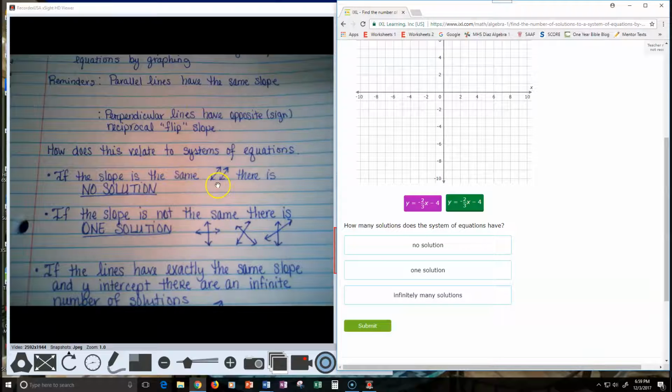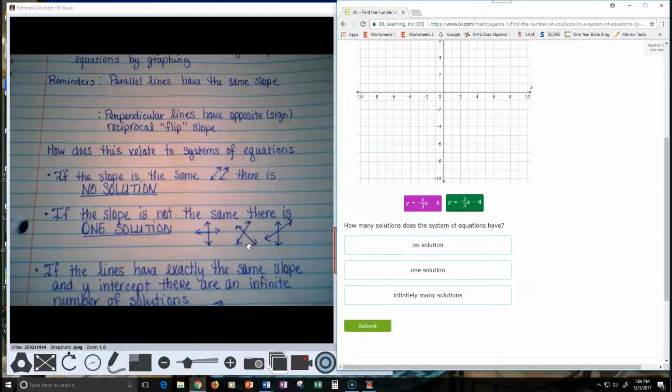If both lines have the same slope, then there's no solution, because remember, a solution or an answer is where the lines cross. And if they don't cross, then there's no solution. If the slope is not the same, there's one solution, because they have to cross somewhere.